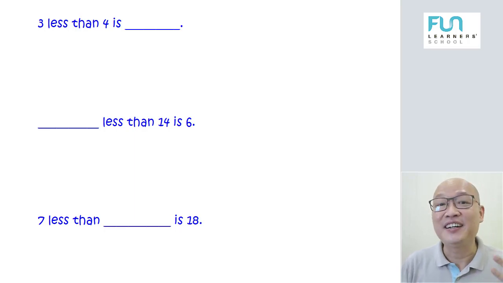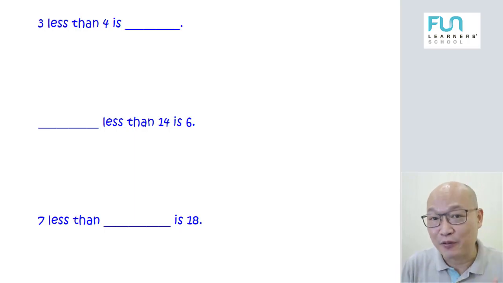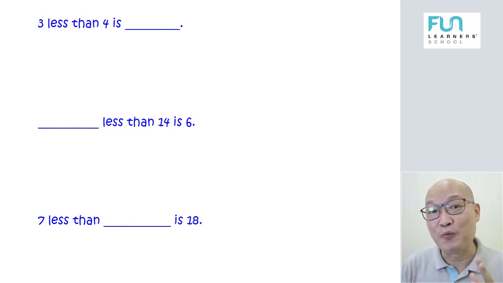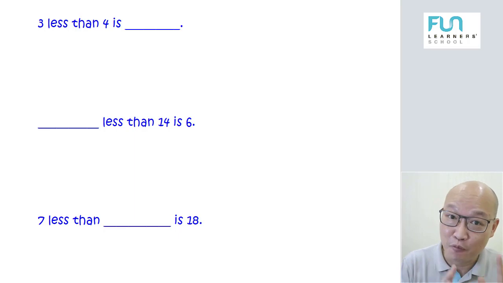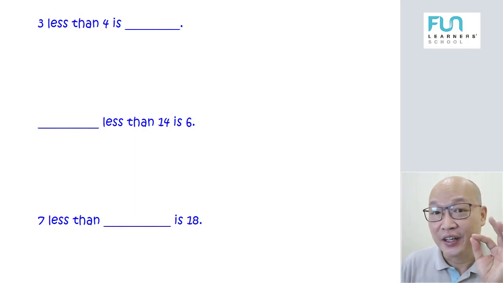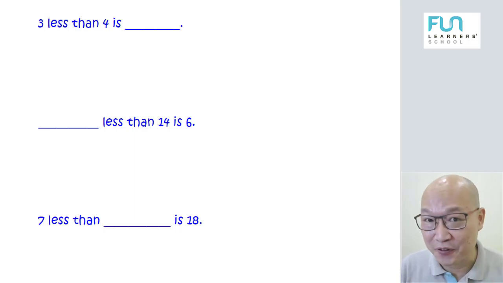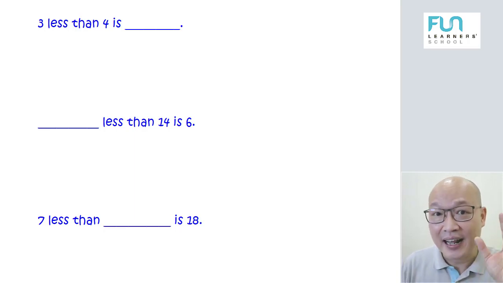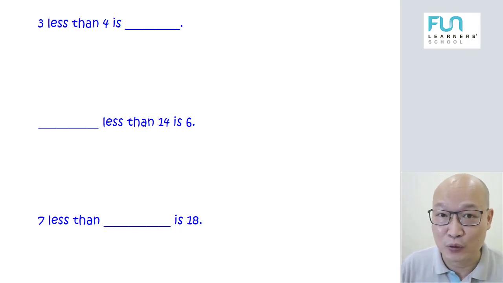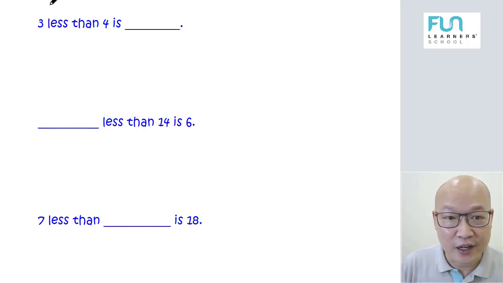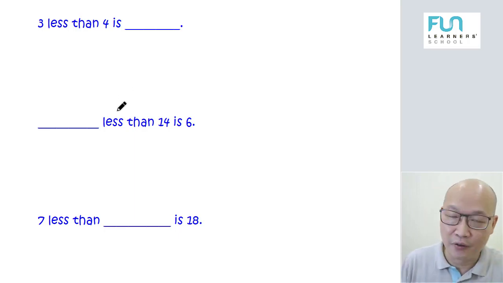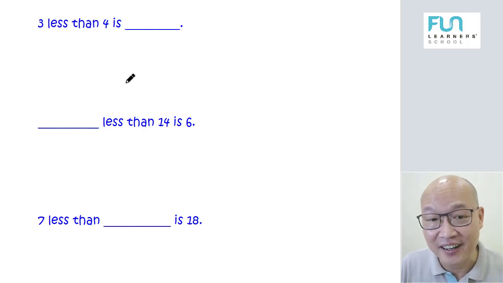Today we're going to cover some types of questions which are problematic to many students, especially from primary 1 all the way to 4, which is the more than or less than type of questions. The less than questions are more problematic, so I'm going to use that as examples. If you look at this question, 3 less than 4 is something, what's that? You're supposed to find out, right?